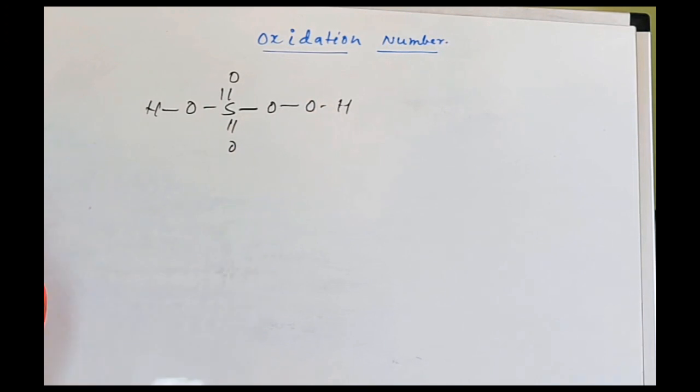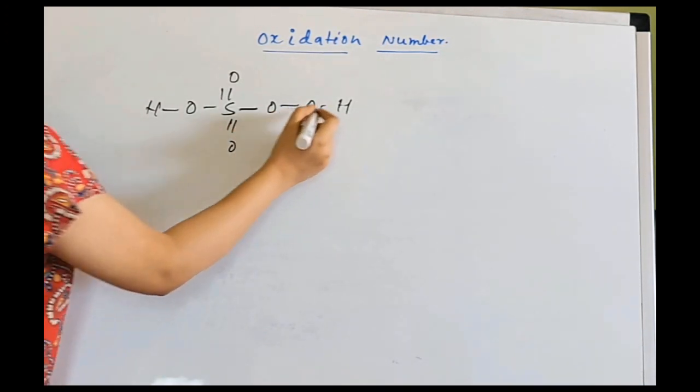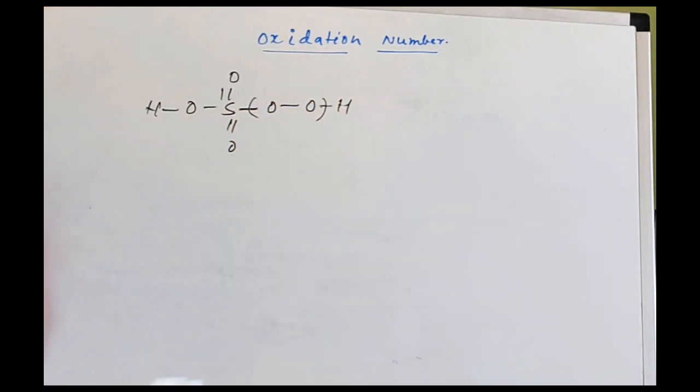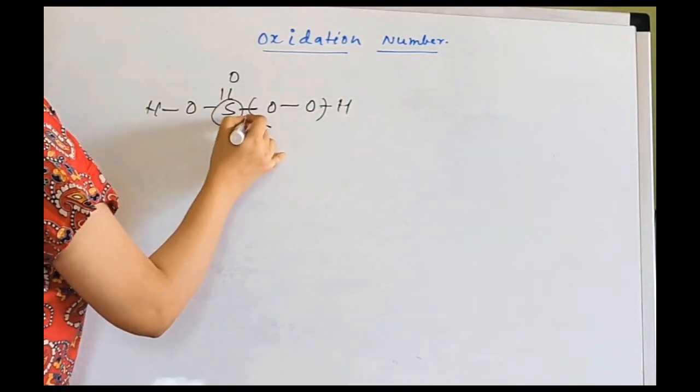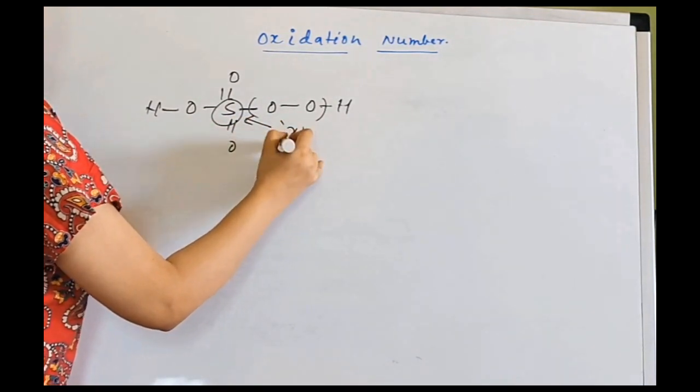H2SO5: 1, 2, 3, 4, 5. This is the structure of H2SO5. As you can see, this is the peroxo bond, and 3 oxygen atoms are attached with this kind of peroxo bond. So you have to find the oxidation number of sulfur.